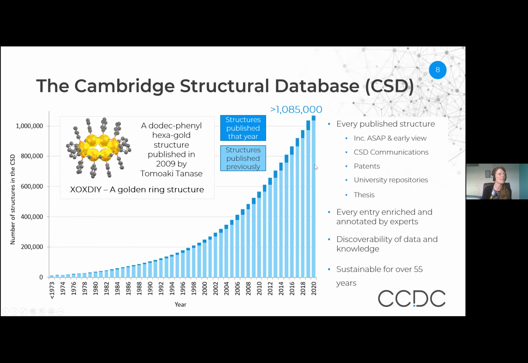So back on the slides. Just a reminder, at the CCDC, one of our primary aims is to curate the Cambridge Structural Database, a database of over 1 million structures. Today we're highlighting this golden ring structure that was published in 2019 because it's very pretty and it's got some aromatic rings in, so perfect for today's session. The CSD includes structures from published articles, patents, university repositories, and thesis data, as well as data published directly through the CSD as CSD communications.